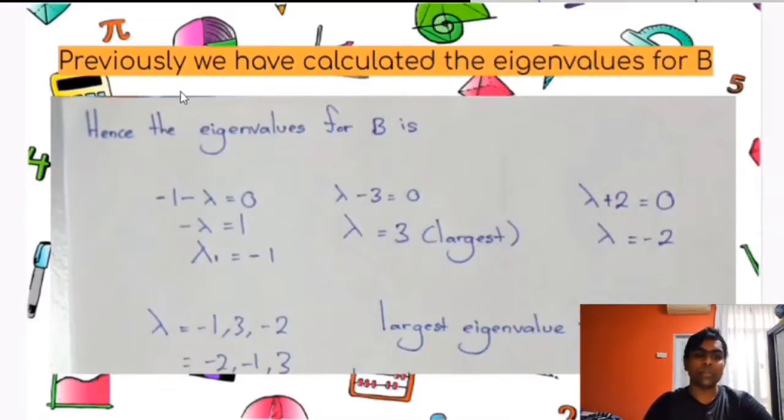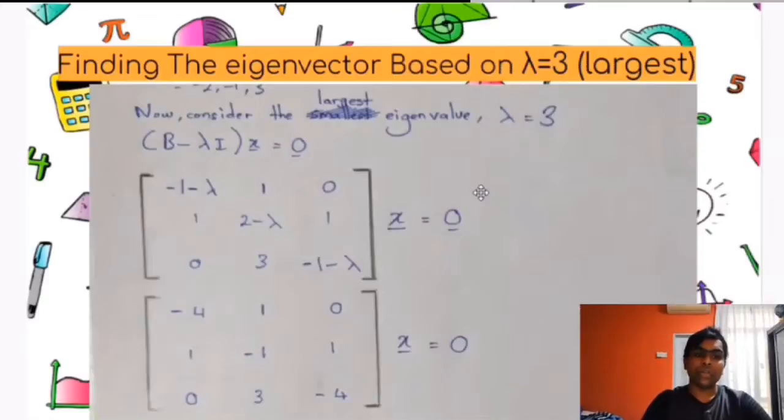So previously, as we know, we have calculated the eigenvalues for this matrix B. So the eigenvalues are negative 1, 3 and negative 2. And as per the question wants the largest eigenvalue. So the largest eigenvalue is obviously 3. So after determining the largest eigenvalue, we shall now proceed in finding the eigenvector.